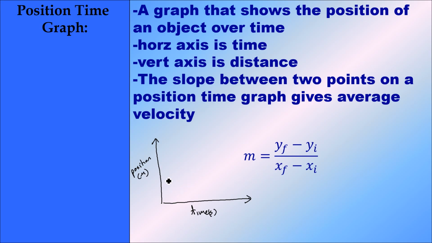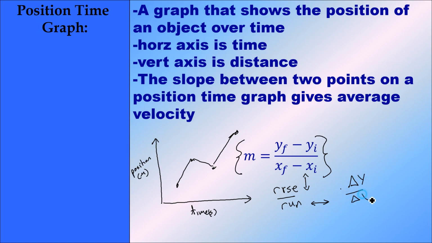Now, the thing about a position time graph is that at any of these points, I could calculate a slope. If you haven't done slope yet in math class, you could do it with this formula, which is basically rise over run. Rise is up and down, and run is left and right. But generally, we want to always go to the right. So I like to think of it as change in y over change in x.